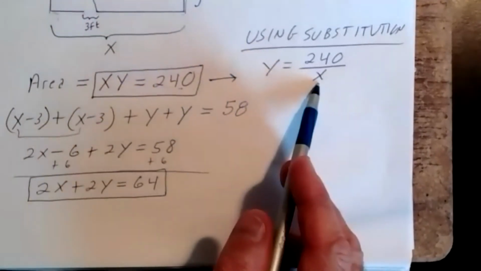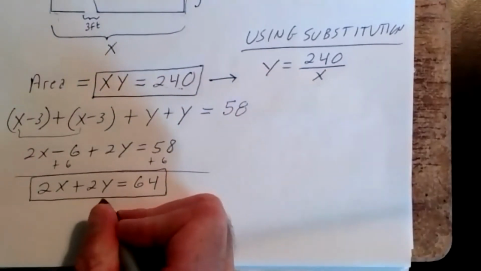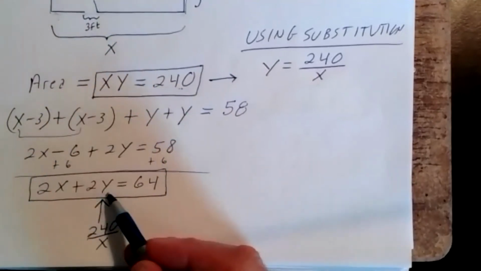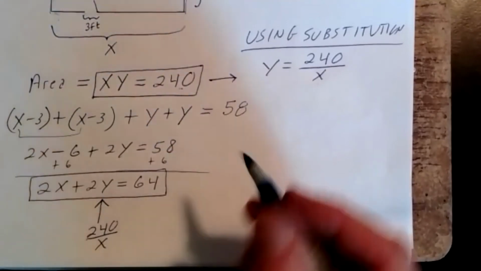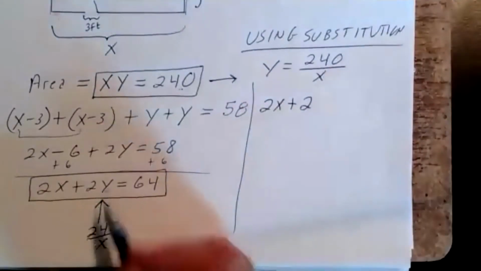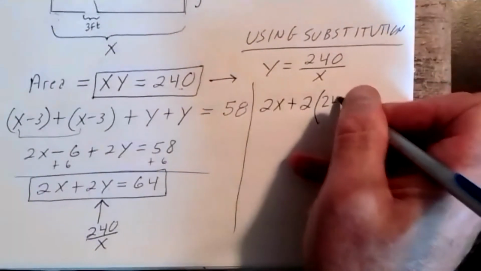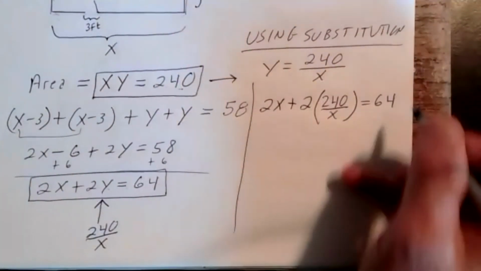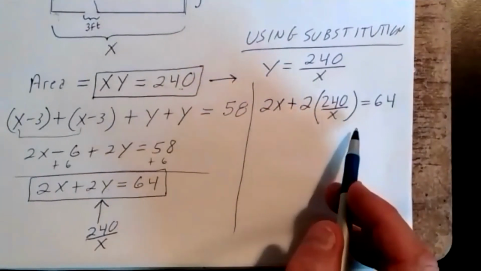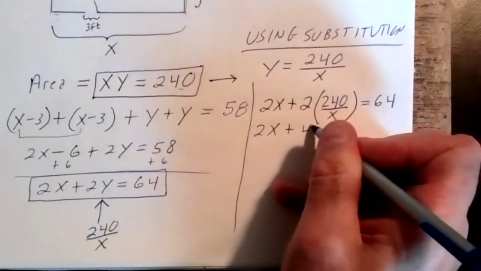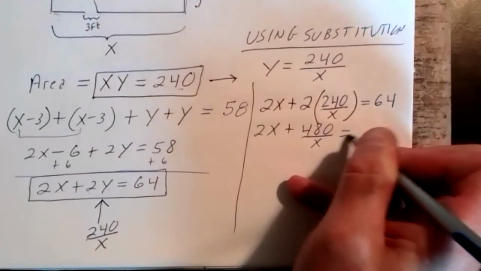Now, ladies and gentlemen, we know y is 240 over x. Knowing that, I can replace the y variable in my second equation with 240 over x. That'll drop in here for y. Therefore, my second equation upon making that substitution is going to be 2x plus 2 times y. But what's dropping in for y? 240 over x. And that's equal to 64. Now we have to solve this nonlinear equation for x. So we have 2x plus 2 times 240, which is 480 over x, equals 64.